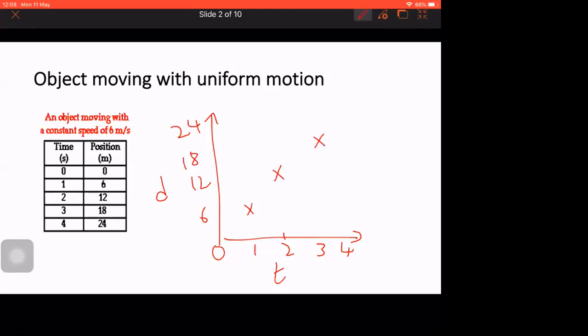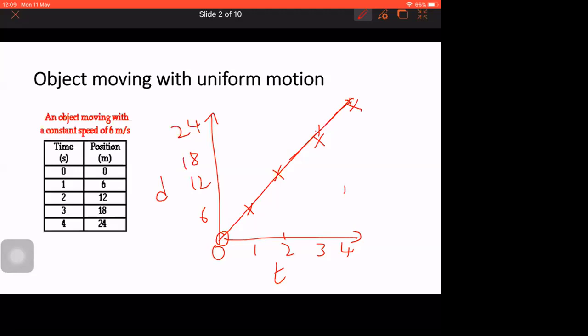Okay, for 4 seconds it's 24. When I join all these points from the origin, what am I getting? Yes, ma'am, a straight line. So yes, we are getting a straight line which is passing through the origin. So can I say, when you are drawing a graph for distance and time for an object moving with uniform motion, it will always be a straight line passing through the origin.